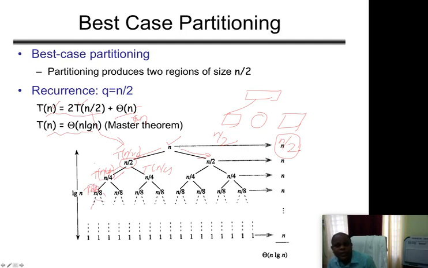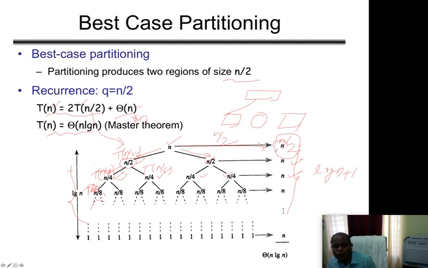Like this, if this is the case, in this level, what is the cost? It is n. In this level, n by 2 and n by 2, the cost is n. In this level, n by 4, n by 4, n by 4, n by 4, the total cost is n. Like this, if the size is exactly divisible by 2, that means if n elements are there, the height will be log n, as we have already told. If the height is log n, there will be log n plus 1 levels.